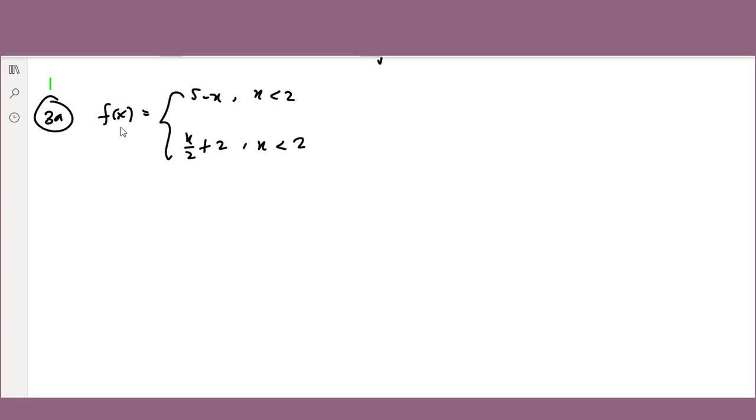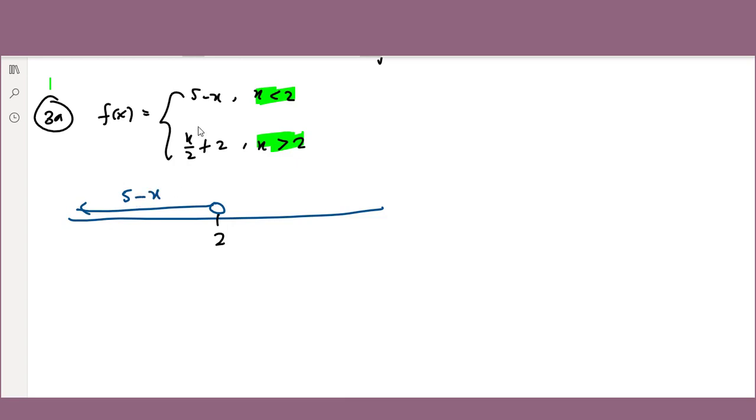Okay, 3a, f(x), this is a piecewise function. When x is less than 2, the function is 5 times x. When x is greater than 2, the function is x over 2 plus 2. So this piecewise function, we change to a number line. Consider x is equal to 2. For x less than 2, not included, the function is 5 minus x. For x more than 2, the function is x over 2 plus 2. Now find the limit.